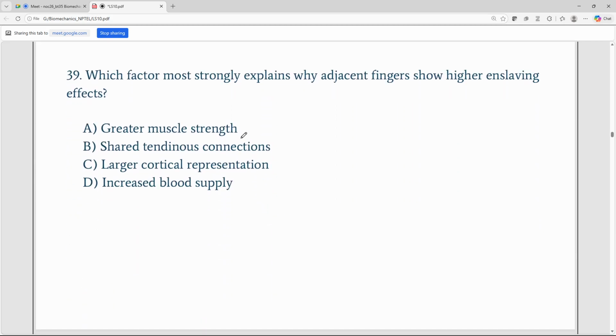Next question. Which factors most strongly explain why adjacent fingers show a higher enslaving effect? Options are: option A, greater muscle strength; option B, shared tendinous connections; option C, larger cortical representation; option D, increased blood supply.